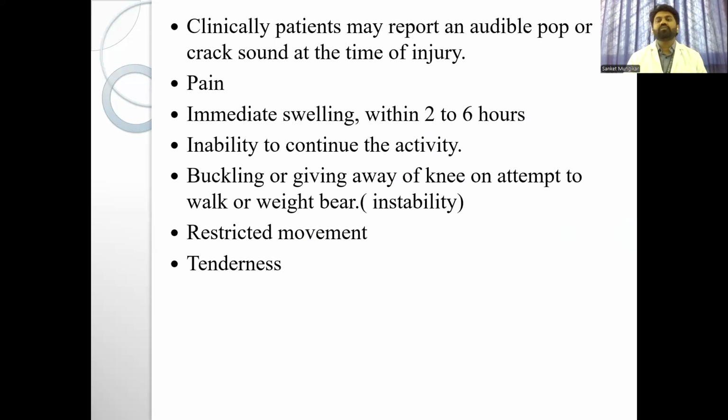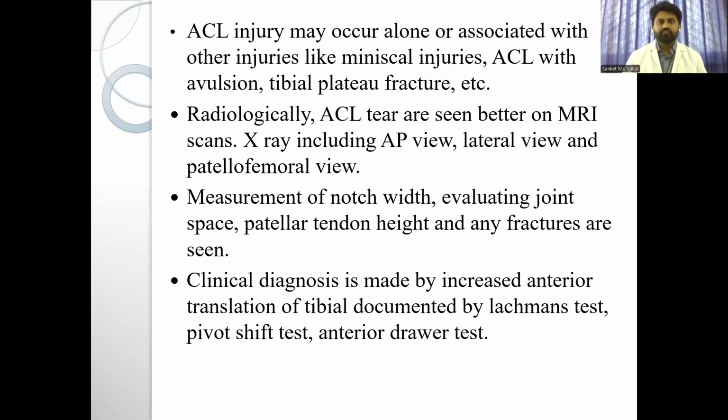Clinically, patients may report an audible pop or crack sound at the time of injury, pain, immediate swelling within 2 to 6 hours after the injury, inability to continue the activity, buckling or giving way of the knee on attempting to walk or bear weight. This will be seen after 2 to 3 weeks. Restricted movement is a typical complaint of the patient, along with tenderness of the knee joint. ACL injury may occur alone or be associated with other injuries like meniscal injury, ACL with avulsion injury, or ACL with tibial plateau fracture.